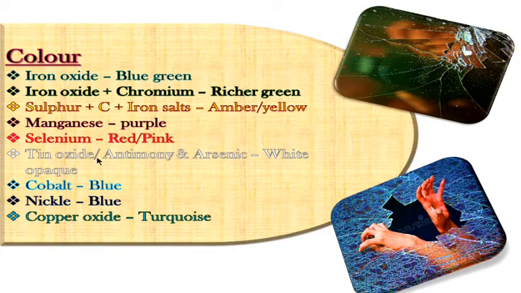Tin oxide, antimony, or arsenic: these three would give a white opaqueness to the glass. Cobalt, if added, would give you blue color. Nickel also gives blue color. Copper oxide gives a turquoise kind of color. So this is the kind of color that it gives you. Do remember these colors, they do ask.